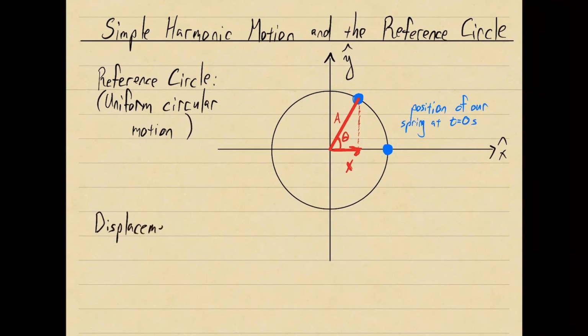The displacement of a spring, or anything in simple harmonic motion, if we're looking at its position in the x direction, is just its amplitude times cosine of the angle theta that it's making on the reference circle. This should look very familiar. It's basically how we find the x component of a vector, except now our vector has a magnitude A, the amplitude, and the x component is our displacement in the x direction.